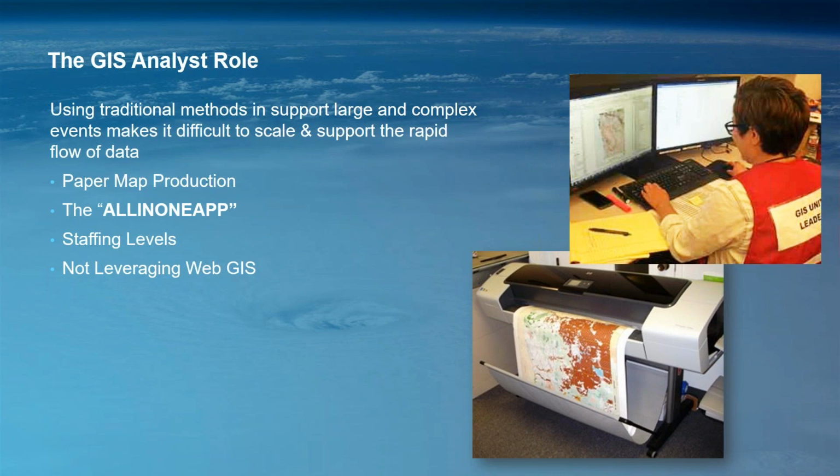And looking back at those other trends we just discussed about increasing complexity of events and the digital transformation, which opens up more data, and the use of WebGIS as a new pattern, it's very difficult to scale and support a rapid flow of data using traditional methods for GIS. And that means the paper map production, right? It means solely focused on just using one person as the aggregation point and then dissemination point, and having that single point of failure.